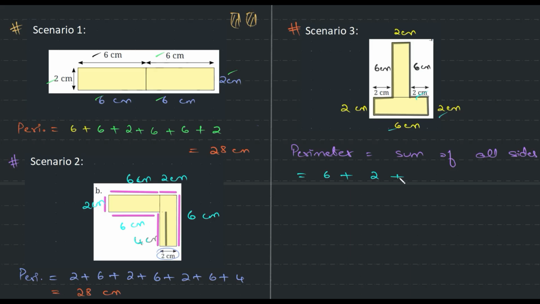Look at the habit which I'm getting used to. What habit am I cultivating here? I'm putting a tick so that I don't miss out anything. 6 plus 2. Right? Even if I miss out any one length, then the answer is wrong. Then 6 plus 2 plus 2 and done. So this is 10, 16, 16, 18, 18, 20, 28. This is 28 centimeter.